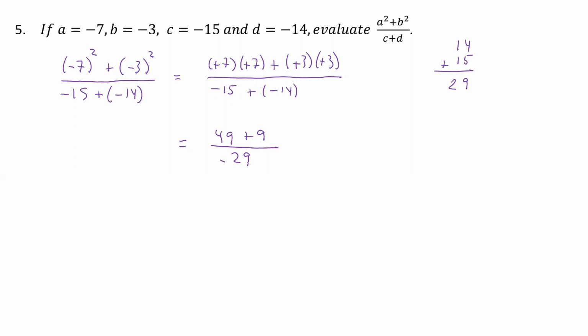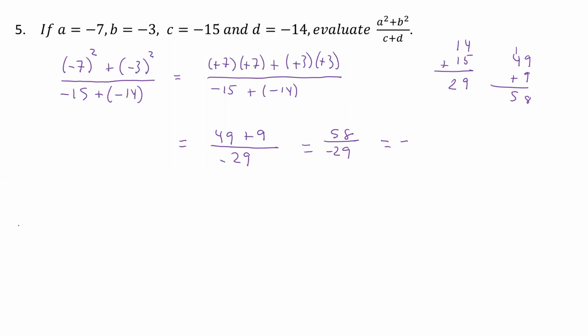Okay. Well, now let's do a little more work. 49 plus 9. Well, 9 and 9 is 18. Carry 1. 4 and 1 is 5. So we have 58 divided by a negative 29. Well, we know our answer is going to be a negative. Now we just have to do that division.